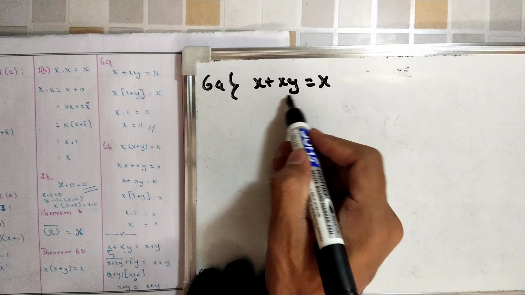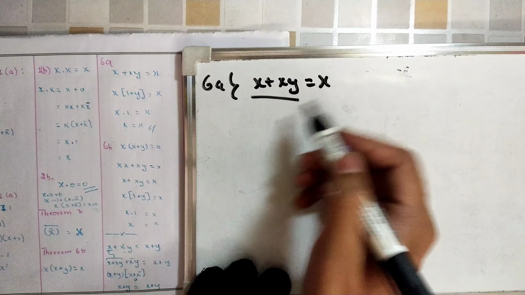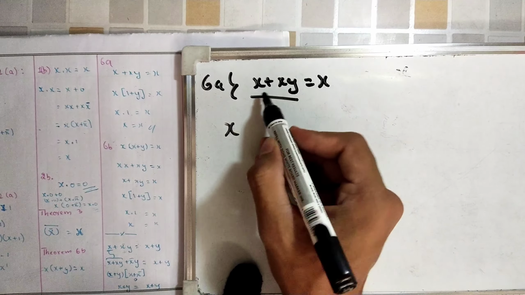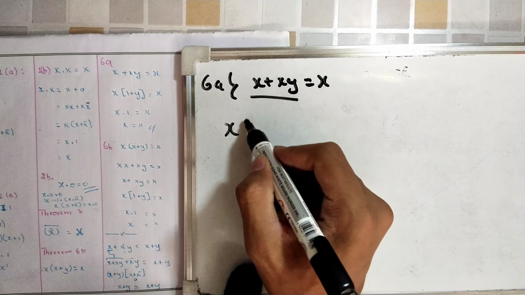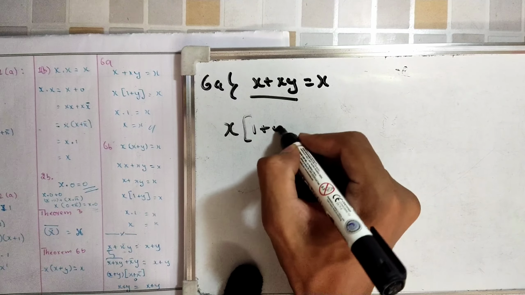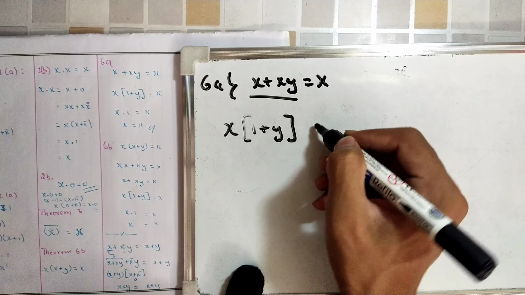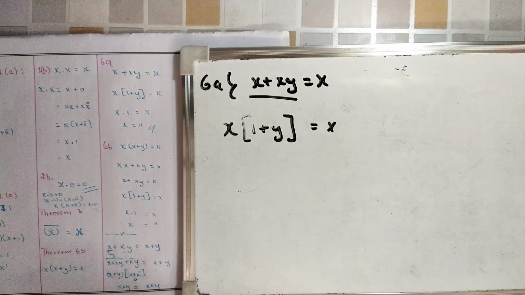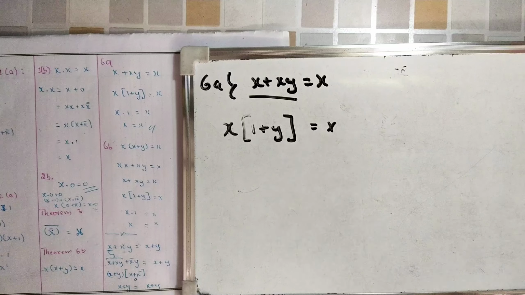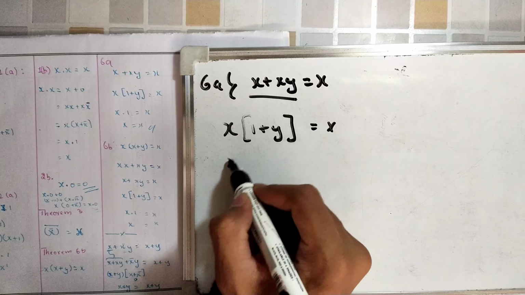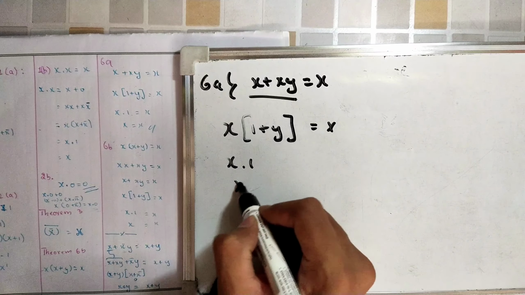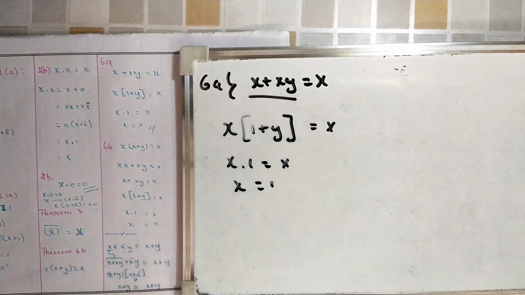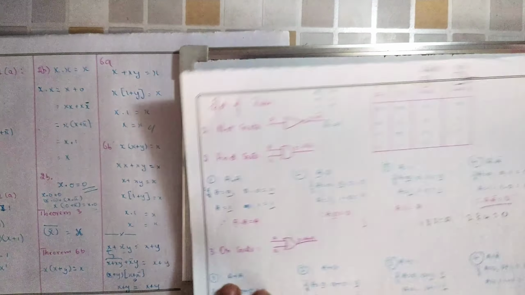Just see here, you have here this, just take x as common. If you take x as common over here, you will have x into 1 plus y, which is equals to x. So now, seeing that set of rules again, you know that 1 plus anything is again 1 itself. So 1 plus y is equals to 1 again, so x into 1, which is equals to x, equals to x. Okay, so see here, I will show you once again.